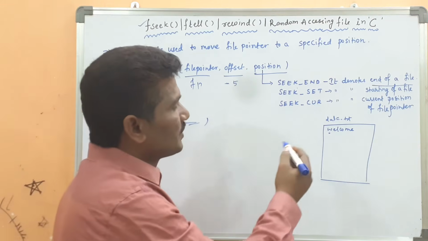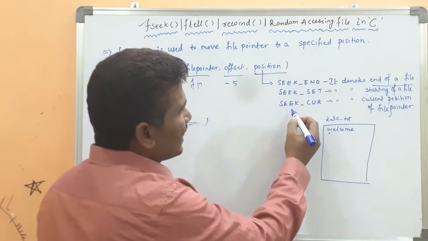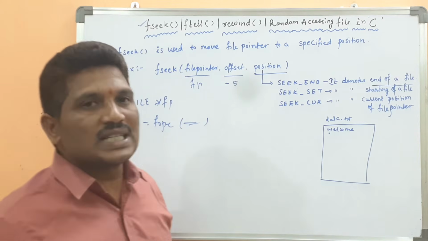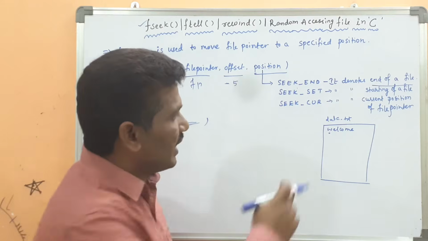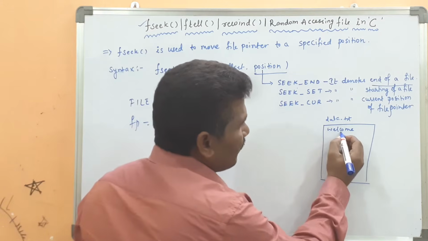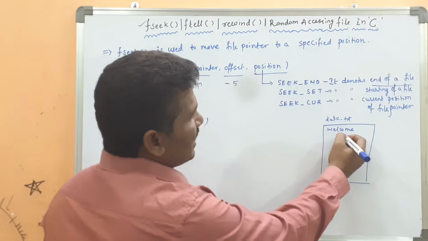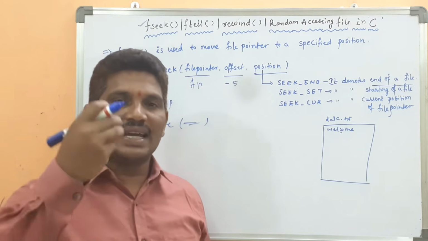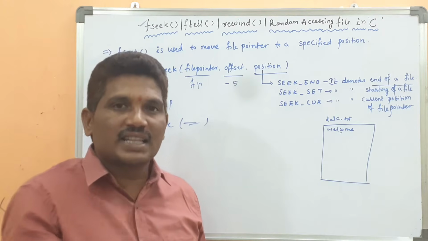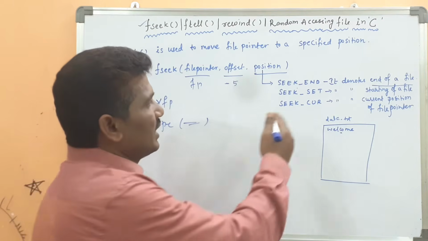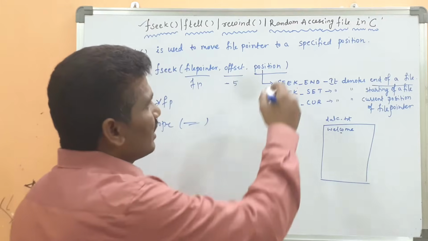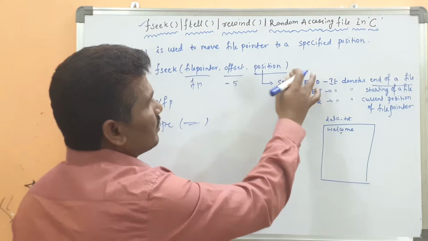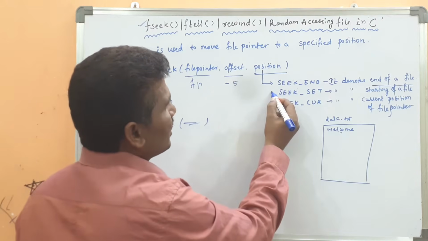Then SEEK_CUR denotes the current position of your file pointer. For example, if you wrote something, it returns the current position of your file pointer, where exactly the file pointer is in the file. That is called SEEK_CUR. Here it is represented as 0.